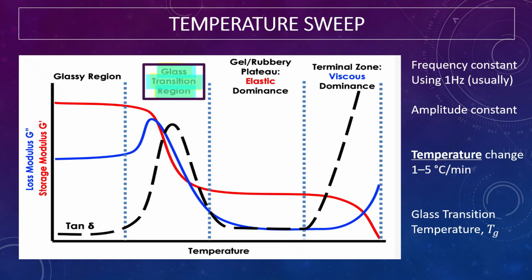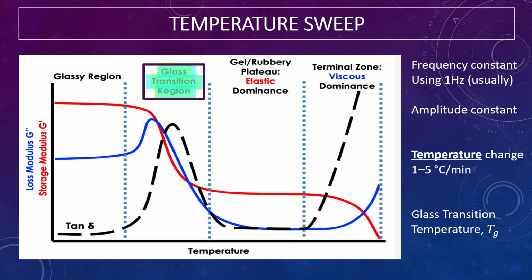For the temperature sweep, the frequency and amplitude are constant. The amplitude is the length, the strain applied, or the stress applied, and usually it is the strain applied, and it's constant. Frequency is constant, usually 1 Hz for a temperature sweep. And then usually 1 to 5 degrees Celsius per minute of temperature change is used. This is the temperature ramp or the temperature change rate.